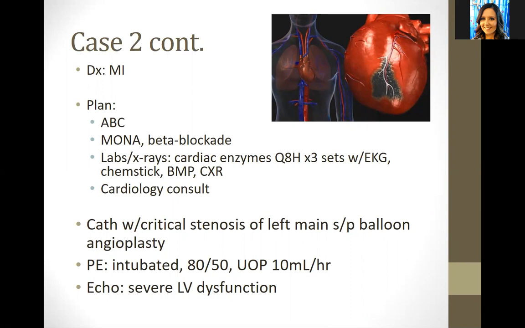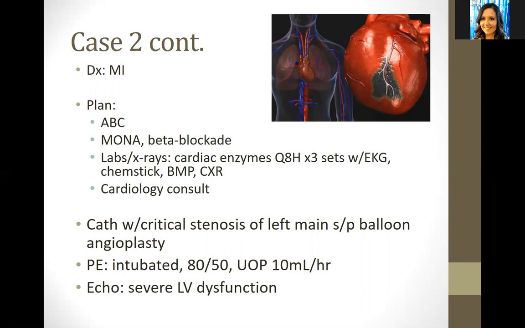So they come, determine he's having an MI, so ACS. He's going to the cath lab. They found critical stenosis of the left main and fixed that left main occlusion with balloon angioplasty. So remember, your left main coronary artery supplies blood flow to the left side of your heart.